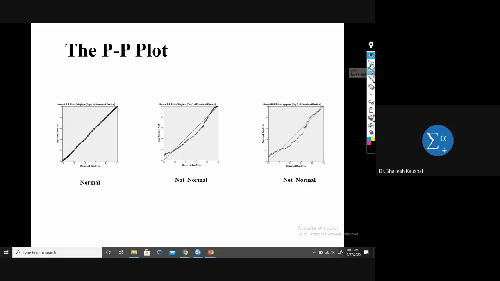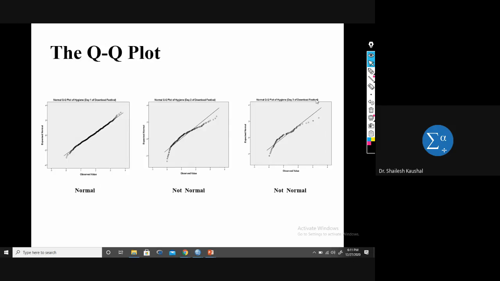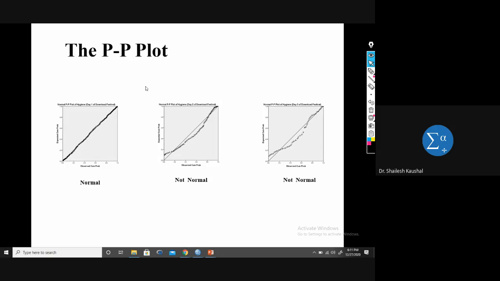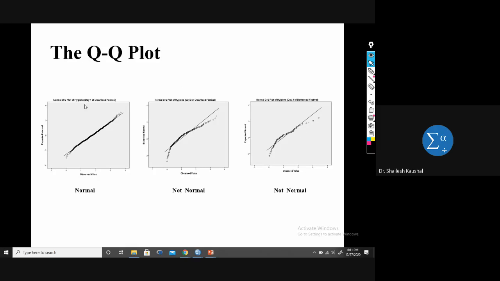Second method, the QQ plot. PP plot means probability plot, and QQ plot means quantile plot. Here in a quantile plot, again it is the same as the PP plot. So all the observations should lie on this diagonal axis. But here it is more or less normal. Very few observations are away from this diagonal, you can see. But here it is completely taking the shape of a curve. It is not normal. And here again the day 3 data, it is not normal.